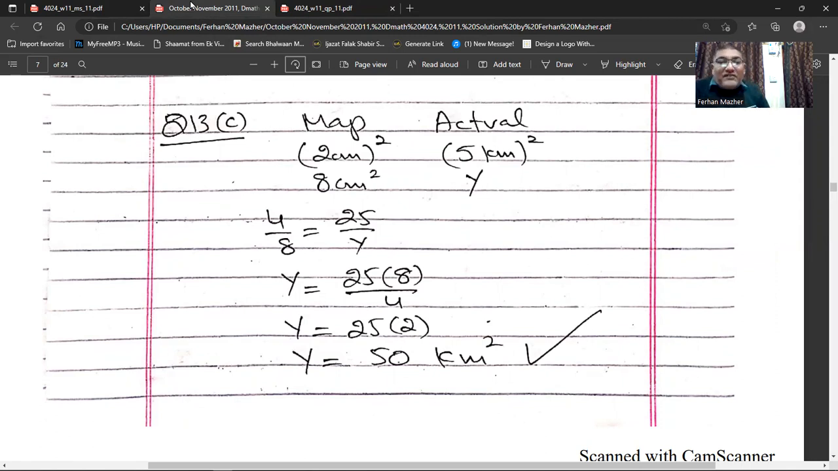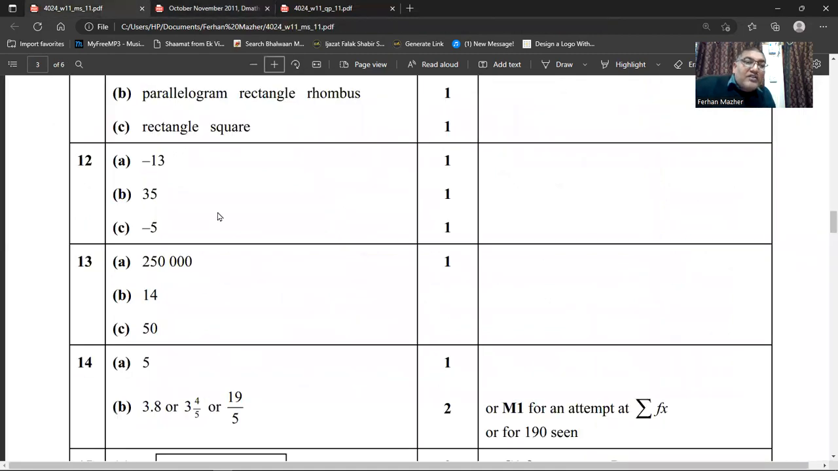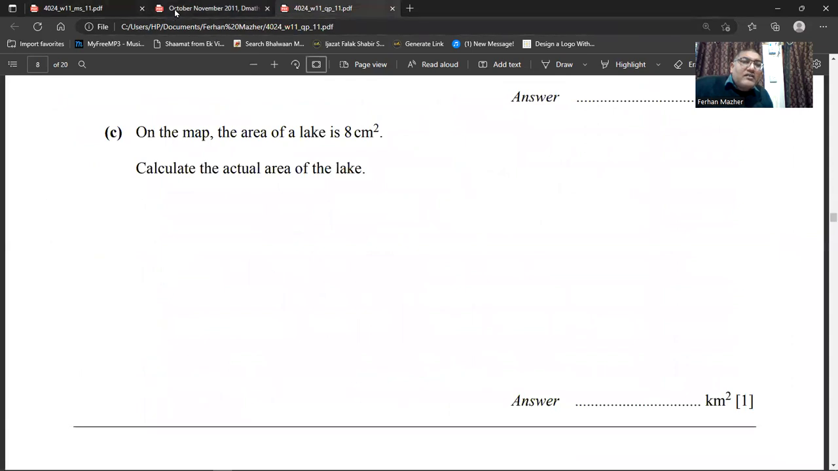So you will have 4 divided by 8 is equal to 25 divided by y. So some area is 8 centimeters square. So how much is that area? This is the method by which you will do that. So cross multiply. So y will be equal to 25 into 8 divided by 4. So y will be equal to 25 into 2, and y will be equal to 50 square kilometers. So this is how this is done. 50 square kilometers is my answer. So the answer is right.